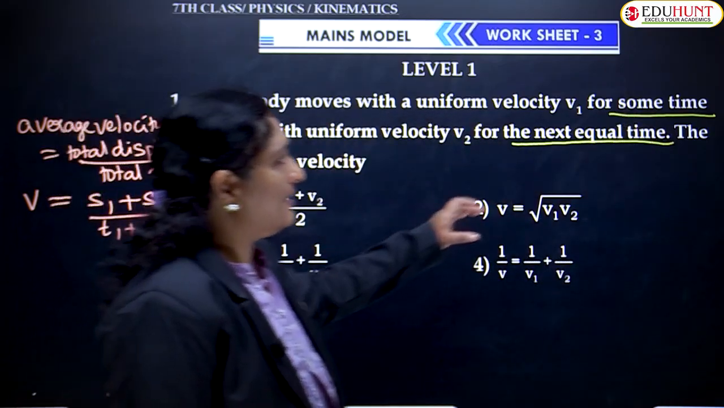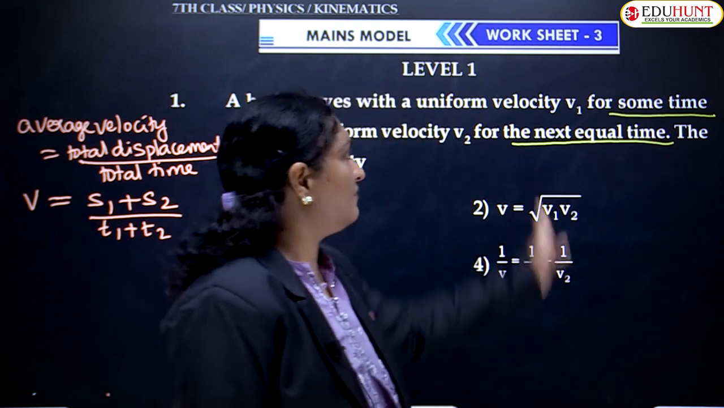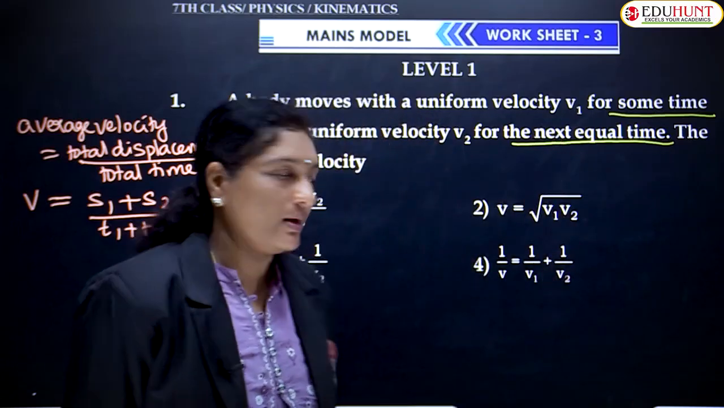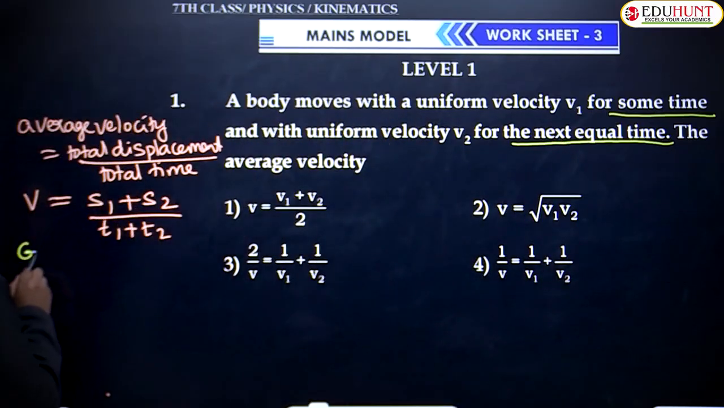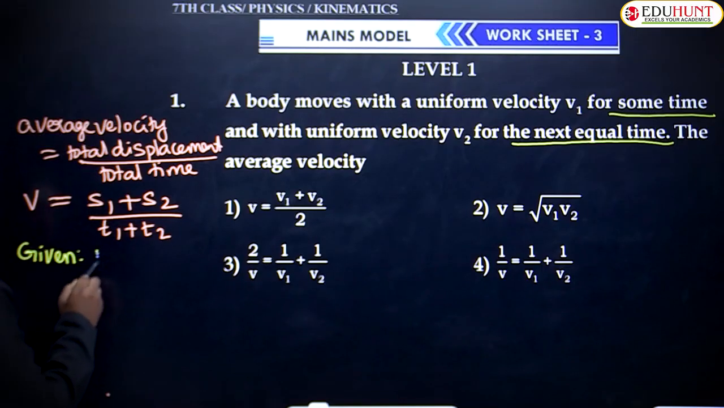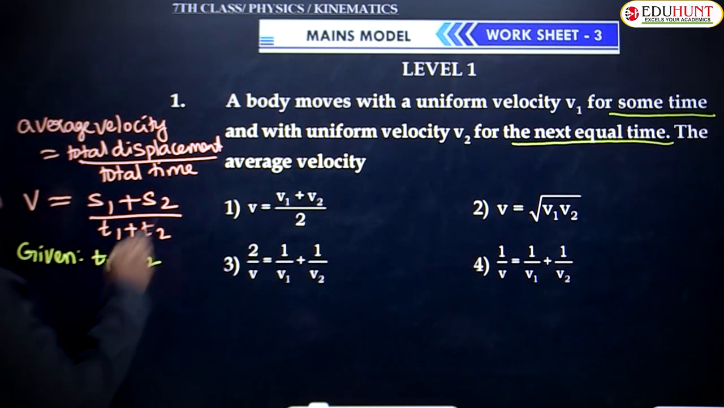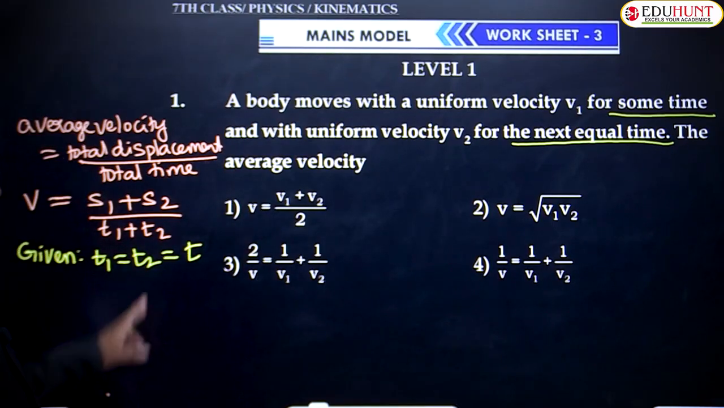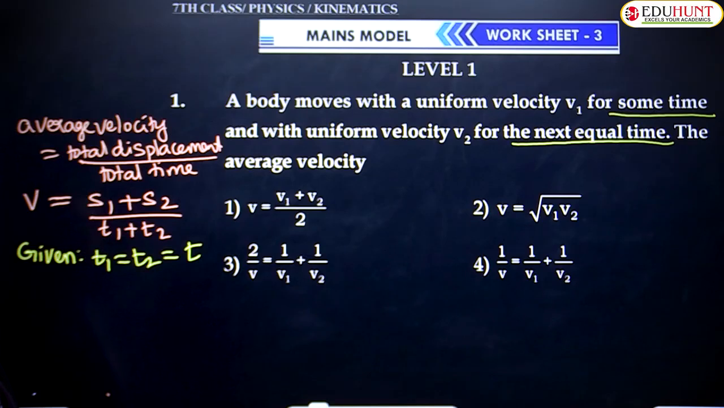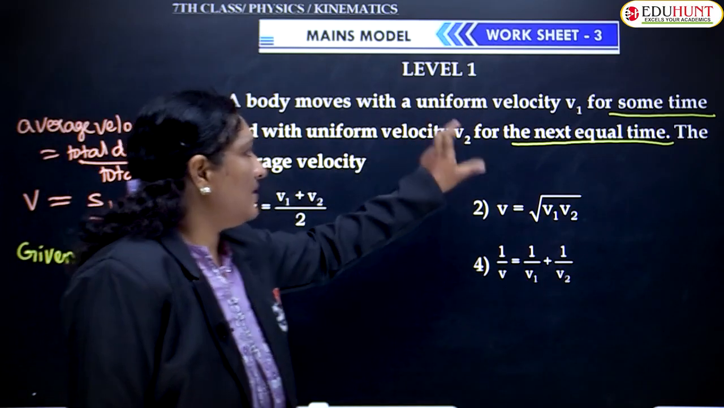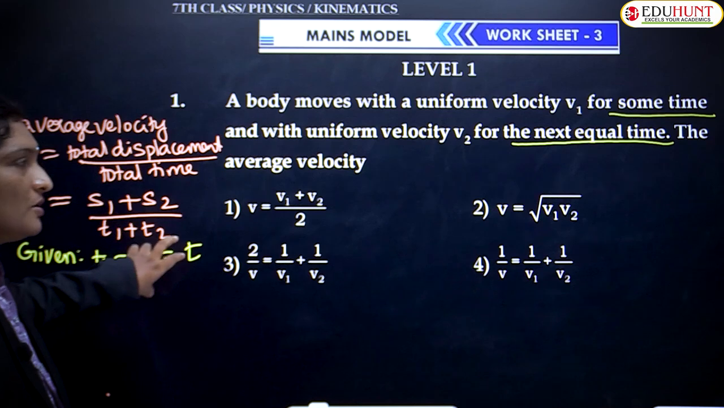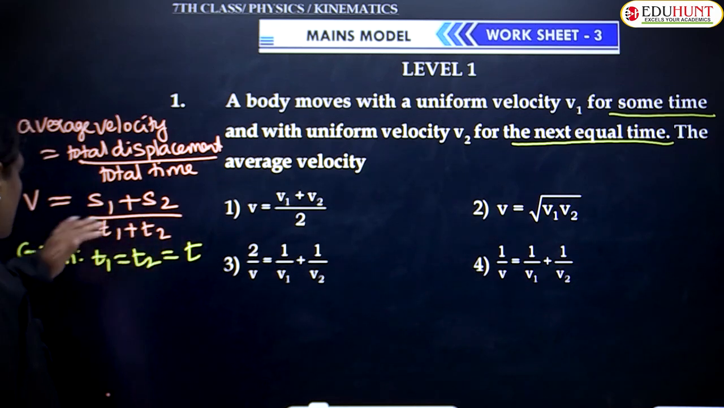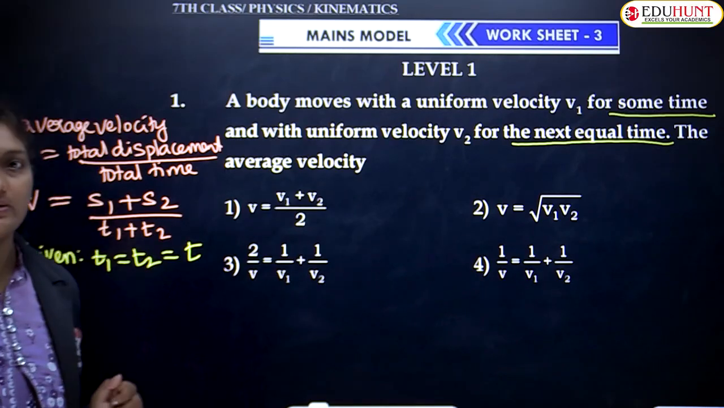So here it is very clear that the time intervals are equal. Suppose this T1 covers a certain time, then T2 will also be equal time. That means given that T1 is equal to T2. Let us suppose it as some T. Here velocity is given and they have also introduced something regarding time, but nowhere they mentioned displacement. So we need to transform this displacement in terms of velocity and time.